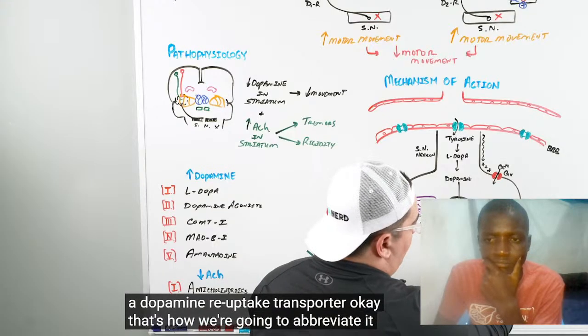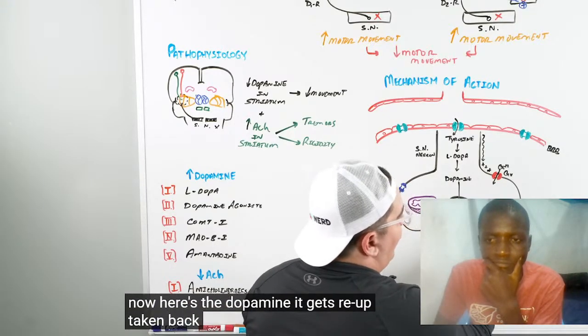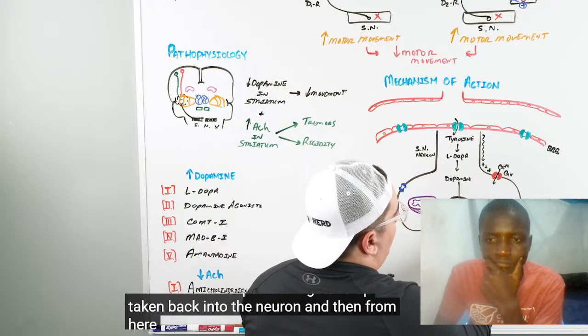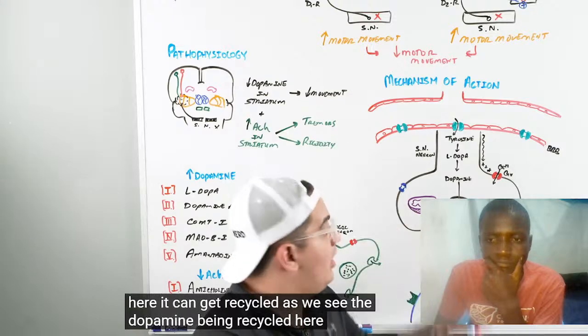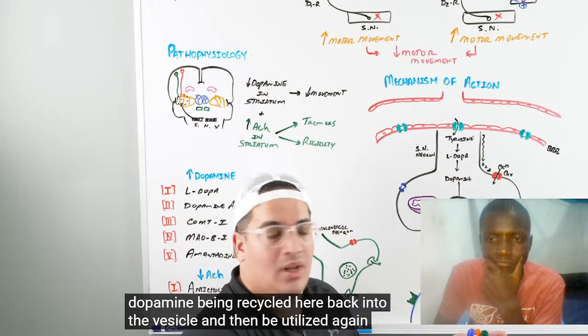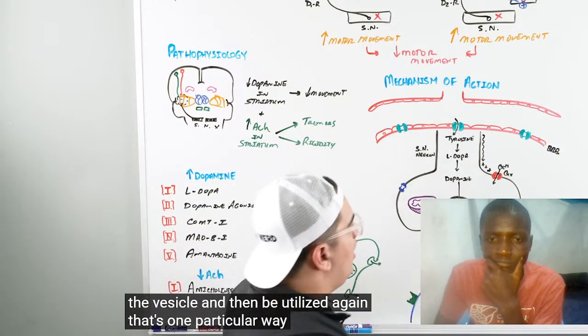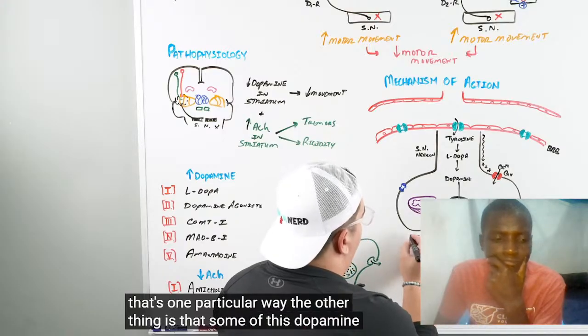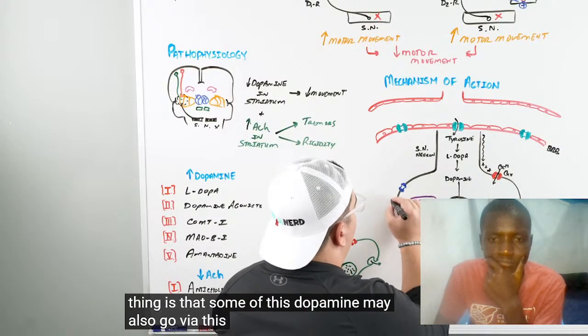Okay, that's how we're going to abbreviate it. Now here's the dopamine. It gets reuptaken back into the neuron, and then from here it can get recycled, as we see the dopamine being recycled here, back into the vesicle and then be utilized again. That's one particular way. The other thing is that some of this dopamine may also go via this transporter.